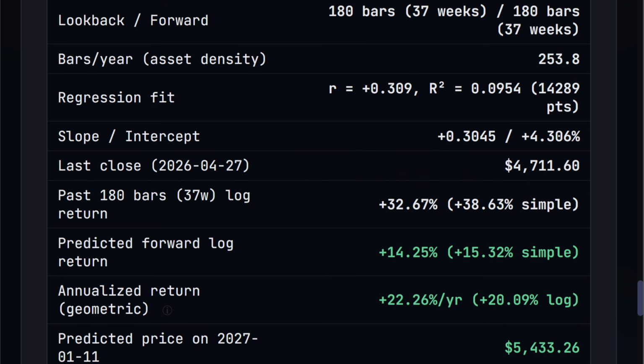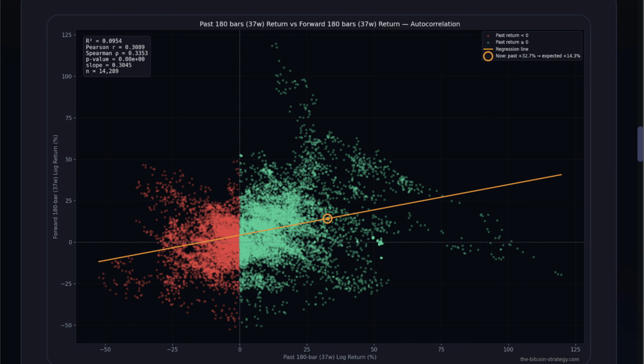So here is what that implies. We are currently at $4,711 per ounce of gold. Our past log return was 37%, or 38% in simple terms. Our forward log return is 14%, or 15% in simple terms. In other words, over the next 37 weeks, we should get to a price of $5,400, which annualized is still quite nice, 22%.